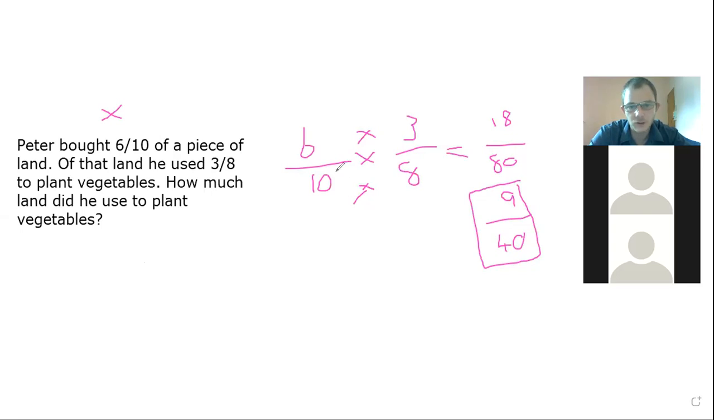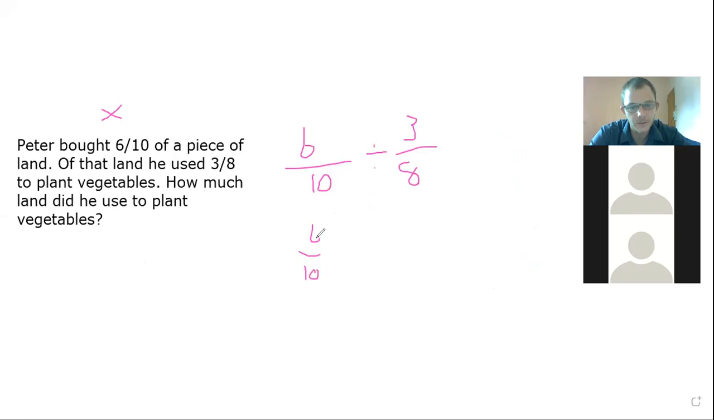But what if this was a dividing problem? What if we had to divide? What if the information is different here and they told us we need to divide? Then we're going to go 6/10, change the sign, change the fraction at the end to the reciprocal.